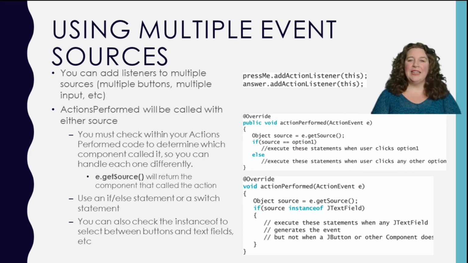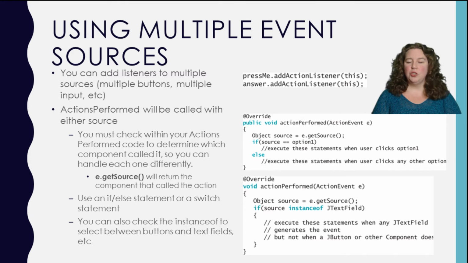So you can add listeners to multiple sources. So you can say, button 1, add listener. Button 2, add listener. Button 3, add listener. And have listeners on all 3 buttons. When you do this, you're going to have one action performed method, but inside of this method, you can check to see which source sent you to the action performed. So you can say, was it button 1 or was it button 2? And handle each button differently.